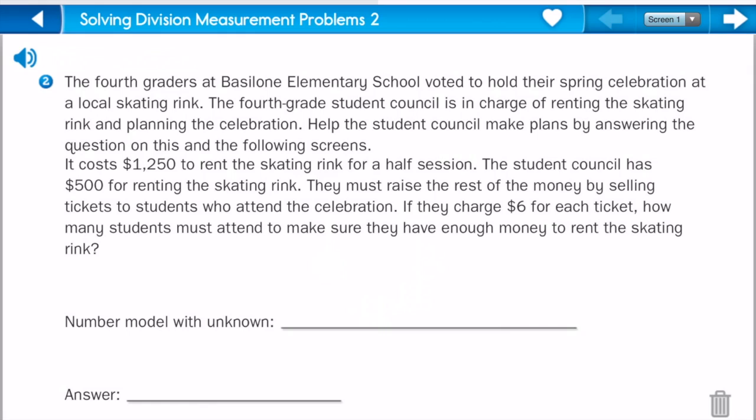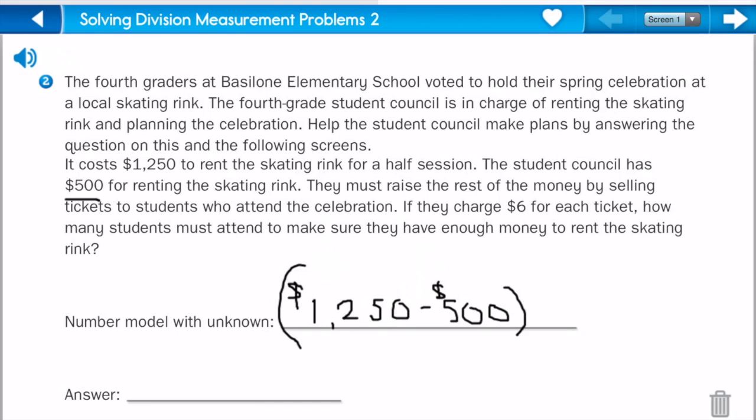All right, so now we need to think about how many students must attend to make sure they have enough money. So I know that it's going to cost $1,250 in total. I know that for sure. And I also know that the student council already has $500 for renting the skating rink. So what am I going to do? I'm going to subtract it because I already know we have that money, and we're trying to figure out how many students need to attend and how much more money we need to raise.